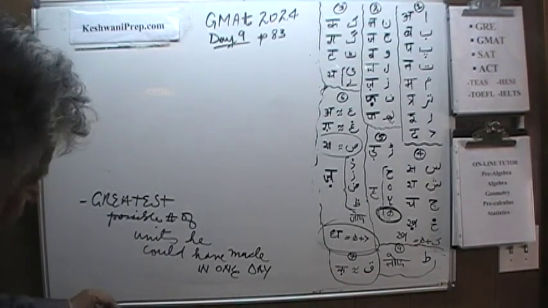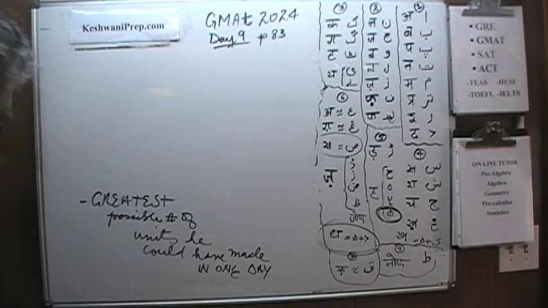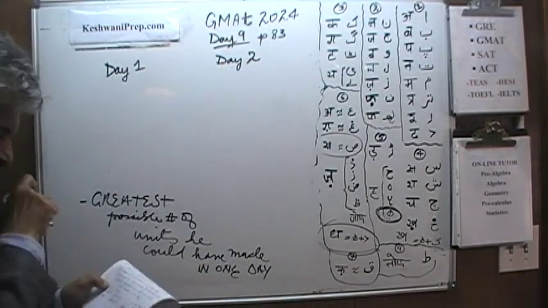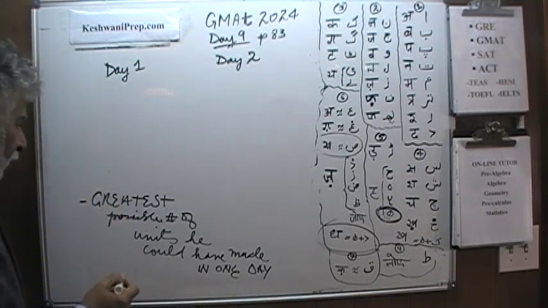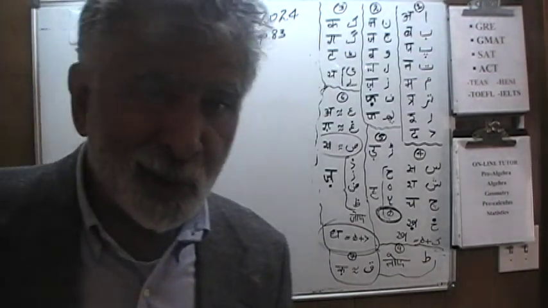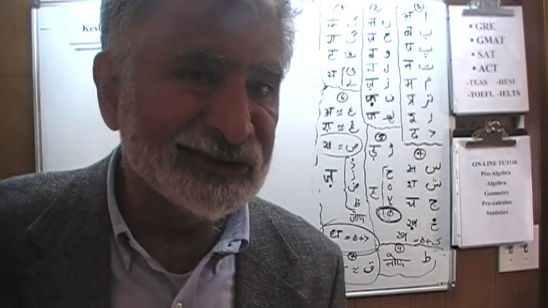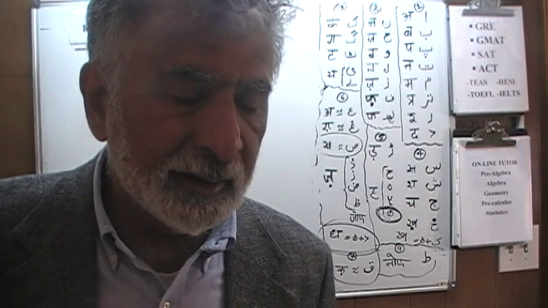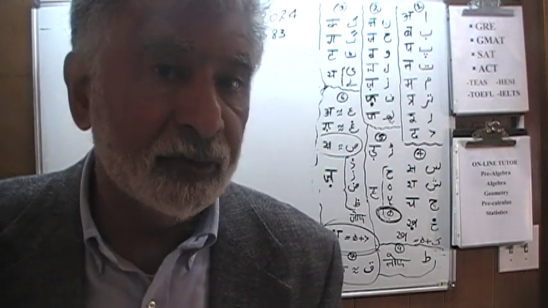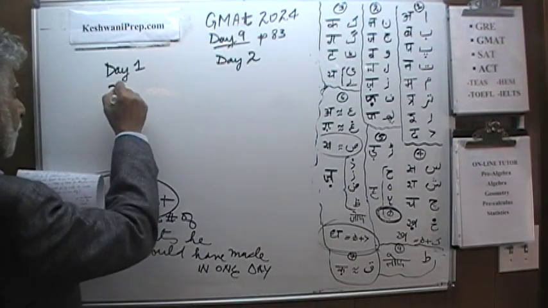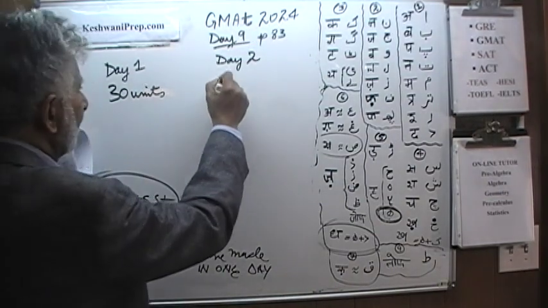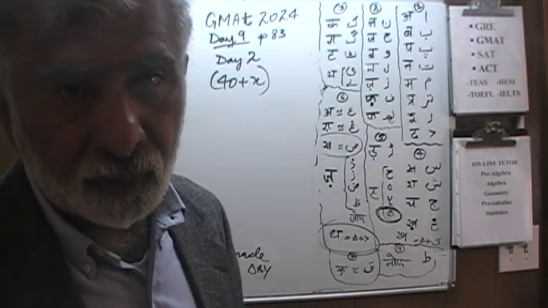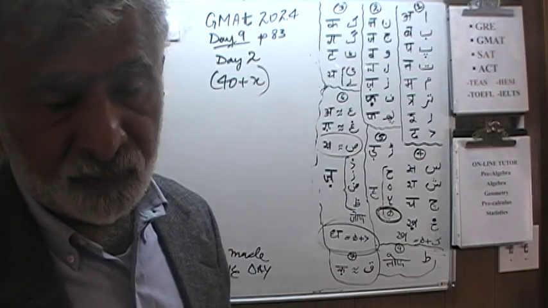So we're going to work 2 days. Day one and day two. That's how the universe works. And because we want one of these 2 days to be as great as possible, our job is to make one of these 2 days as small as possible. The lowest number of units that we can make in any given day is 30, because we are told that he made at least 30 units in a given day. So let's make this one 30 units. And let's make this one 40 plus x units. Why 40 plus x? Because we're going to get a different amount for the first 40 units, and then we're going to get another $2.50 for the x units.